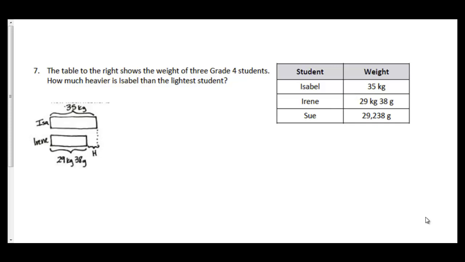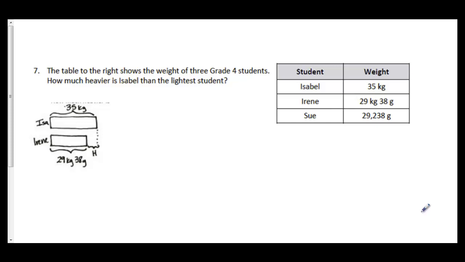Okay, when I got ready to draw my tape diagram, the first thing I noticed is I had to go over here and look at the chart and figure out who was the lightest student. So I compared Irene and Sue, and I saw that Sue actually weighs 200 grams more than Irene. So really I didn't even need Sue to draw on my tape diagram. I just drew Isabel, and you notice I kind of abbreviated her name, and I knew that she weighed 35 kilograms, and then I compared her to Irene, which is 29 kilograms and 38 grams. So what I wanted to know right here was this difference. So in order to figure out this part, it's kind of like I had two parts, and Isabel's weight was the whole. So in order to figure out what this missing part was, I have to use subtraction.